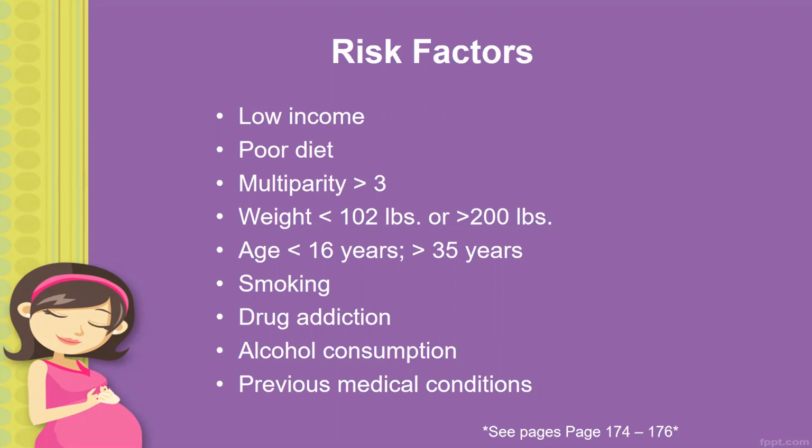Fetal and neonatal implications include fetal malnutrition, IUGR, intrauterine growth restriction, and SGA, small for gestational age. Also, prematurity is a factor. Multiparity greater than 3 leaves mom with a high risk, antepartum or postpartum, of hemorrhage. And the fetus is at risk for anemia and fetal death.